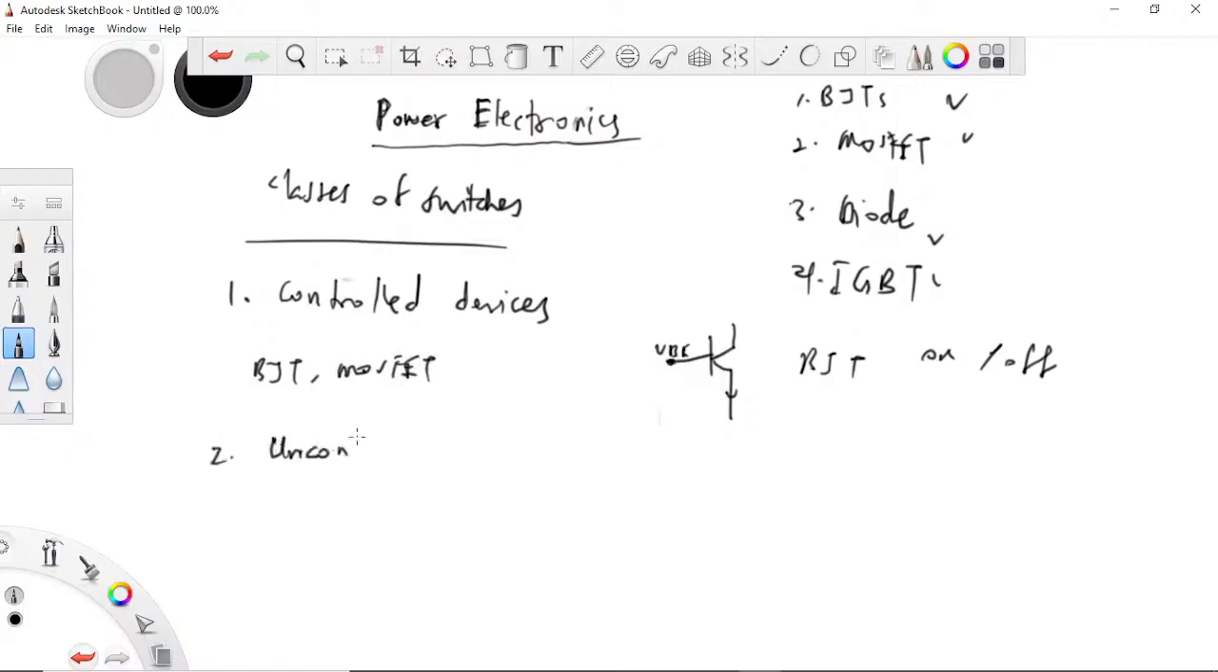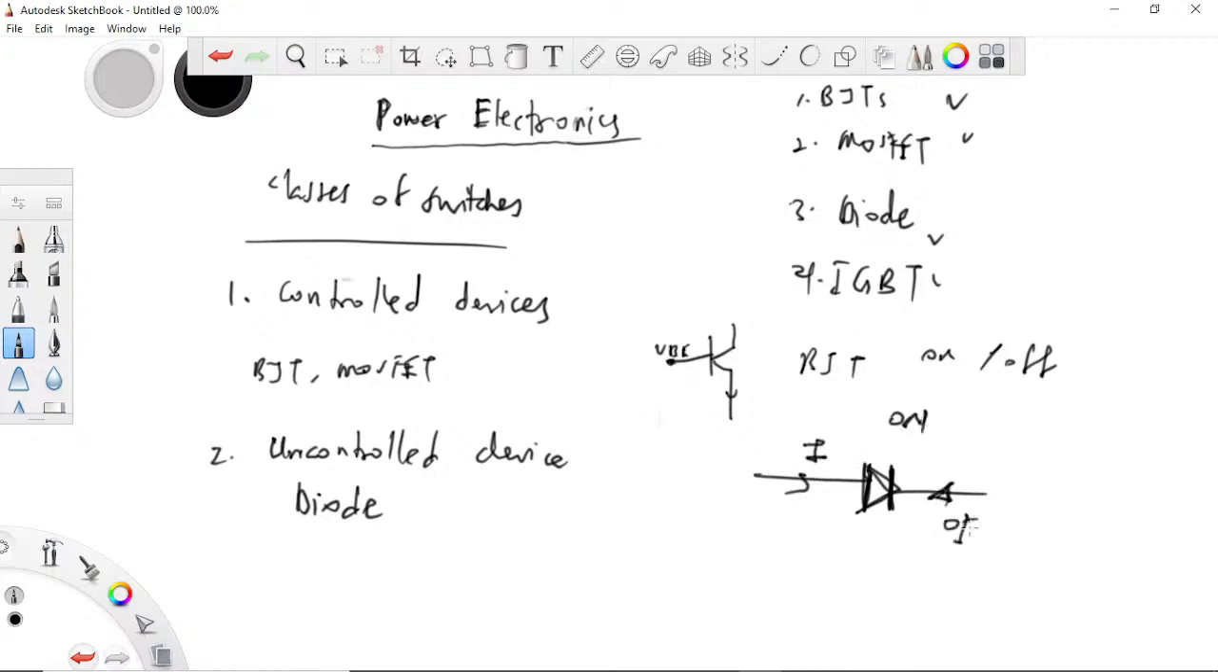Second, we have the uncontrolled devices. An example of an uncontrolled device is the diode. No external input controls the diode. The diode is either on or off based on how the external circuit around it is functioning. For example, if the external circuit allows current to flow through the diode this way, it's on. If it allows current to flow the other way, it's off. So the diode is an uncontrolled device. We have the third class, called the latching devices.